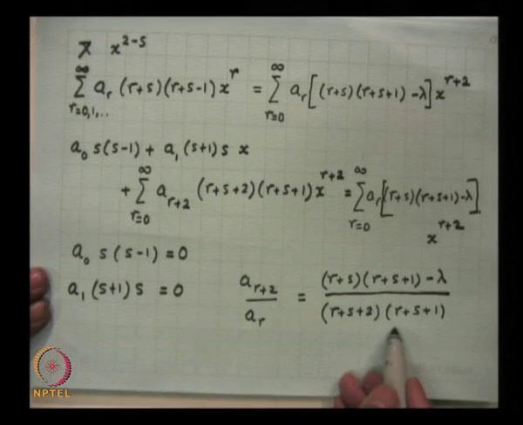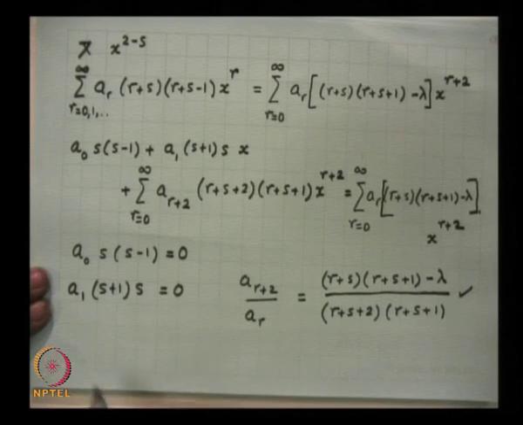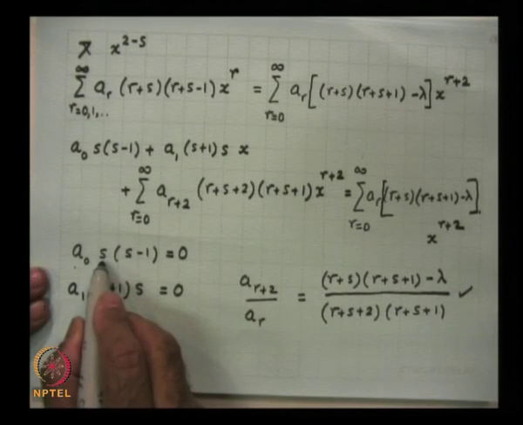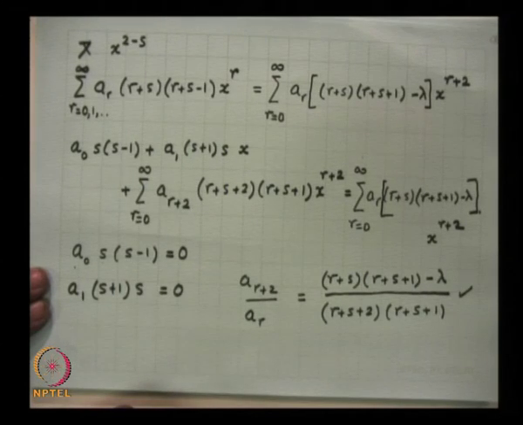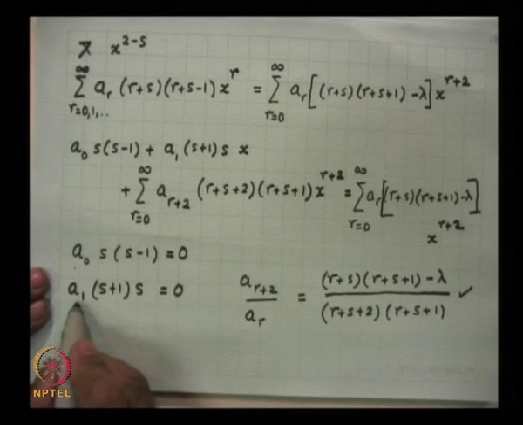This is known as the recurrence relation, because using this equation I can determine a r plus 2 in terms of a r. Now, in this equation there are two roots, s is equal to 0 and s is equal to 1, and the root s is equal to 0 makes a1 indeterminate.